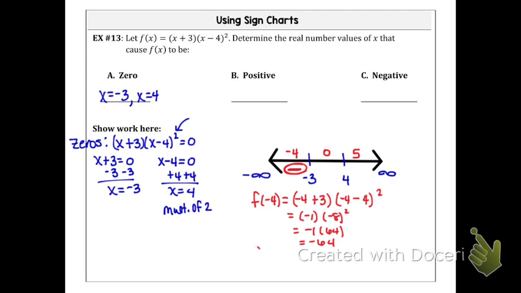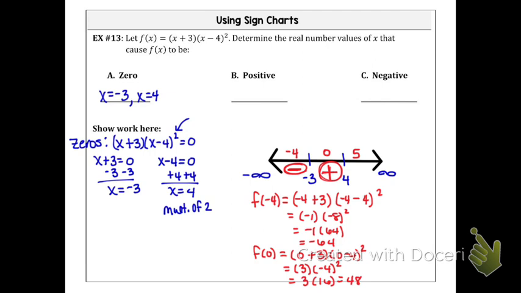Then I'm going to do the same thing with 0. So I'm going to go find f of 0. I'm going to plug in 0. It's going to give me 3 times negative 4 squared, which gives me 3 times 16, which is 48. So it's going to give me a positive answer. So everything between negative 3 and positive 4 is going to be above the x-axis.